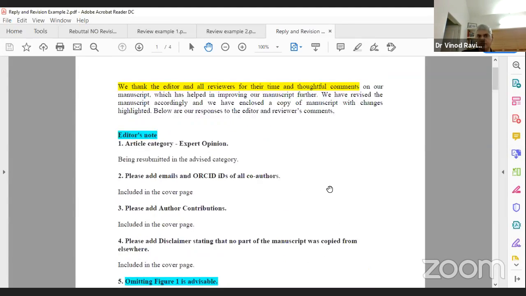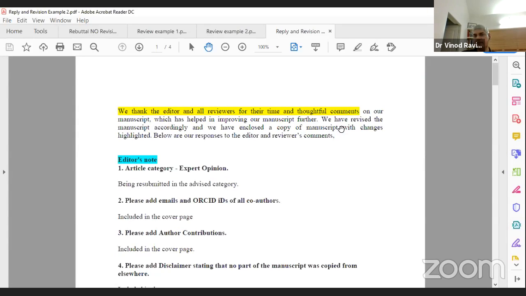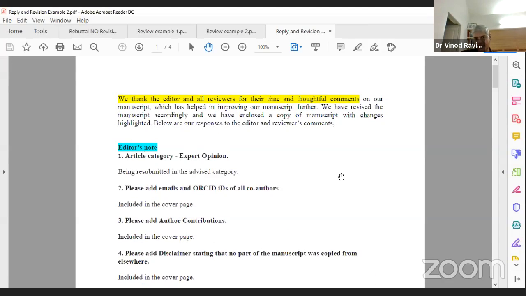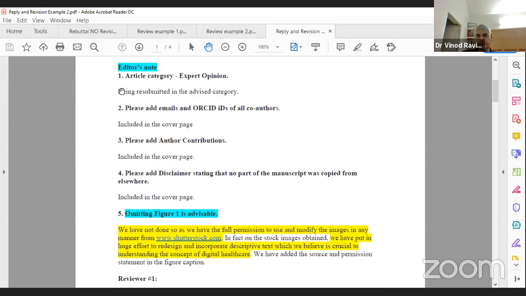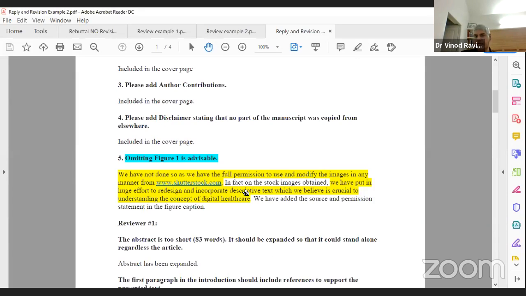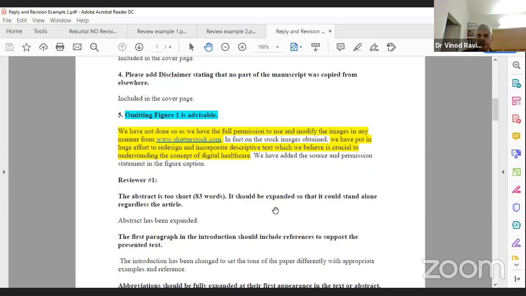So we always start by thanking the editor and the reviewers for their time and thoughtful comments. Okay, always do that as a matter of professional courtesy, if not anything more. Then the review had the editor's review included. So you can see, point by point, change that article category. Please add author contributions. So some technical bits here. Then omitting figure one is advisable. We did not do that, but we explained why we have not omitted figure one. The question was about the copyright, and we explained that because we own the copyright and we have paid the full subscription, we are allowed to modify the images the way we deem fit.